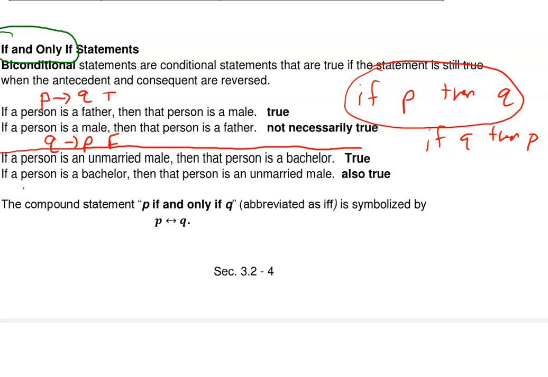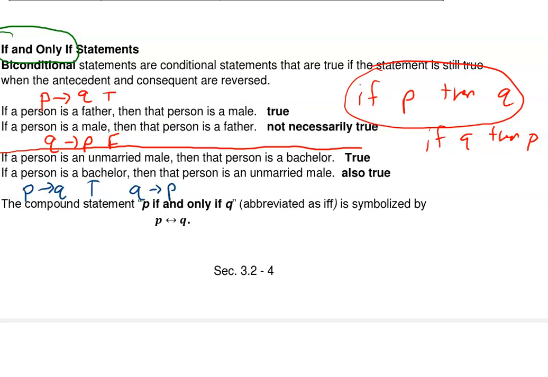So let me switch colors here. It's true in this direction. If P, then Q. It's also true in this direction. Getting carried away. It's also true in that direction. So that one is biconditional. And if it's biconditional, we can put both of these together. So what we can do is join both statements together into one compound statement.